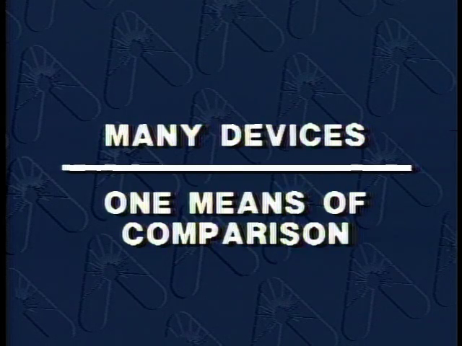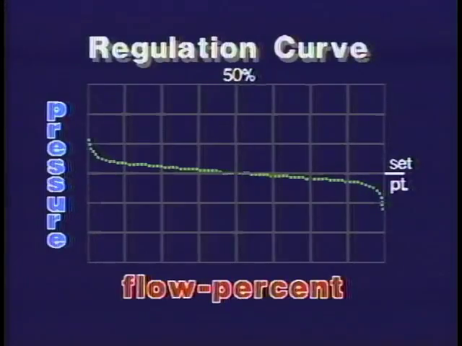Many devices are used to automatically regulate fluid pressures at a preset level. Whether the device is complex or simple, there must be a common means to compare them, to select which one is best suited for a particular application. The pressure regulation curve does this. It plots the steam pressure as a function of flow rate.